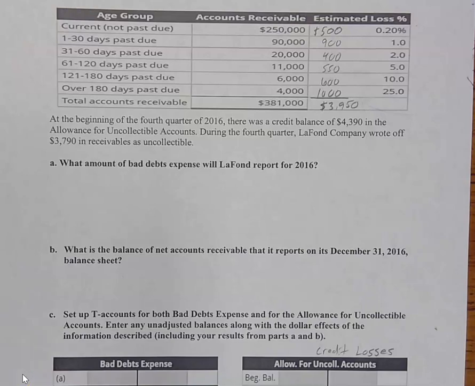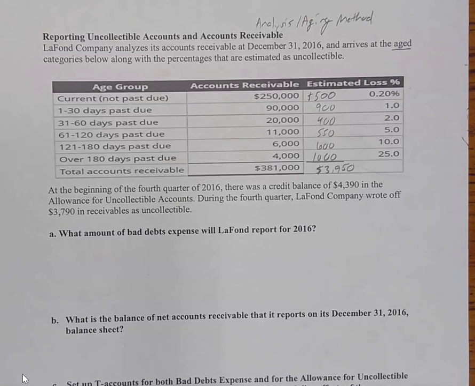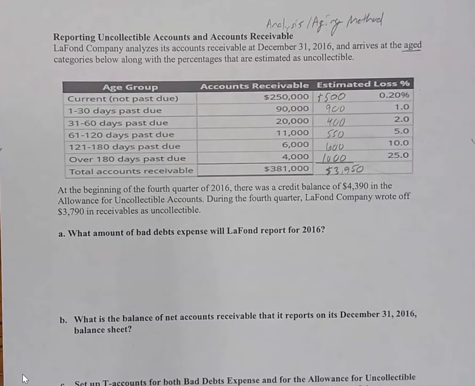Okay, well, let's take a look at this little exercise we have here. And it is titled Reporting Uncollectible Accounts and Accounts Receivable.